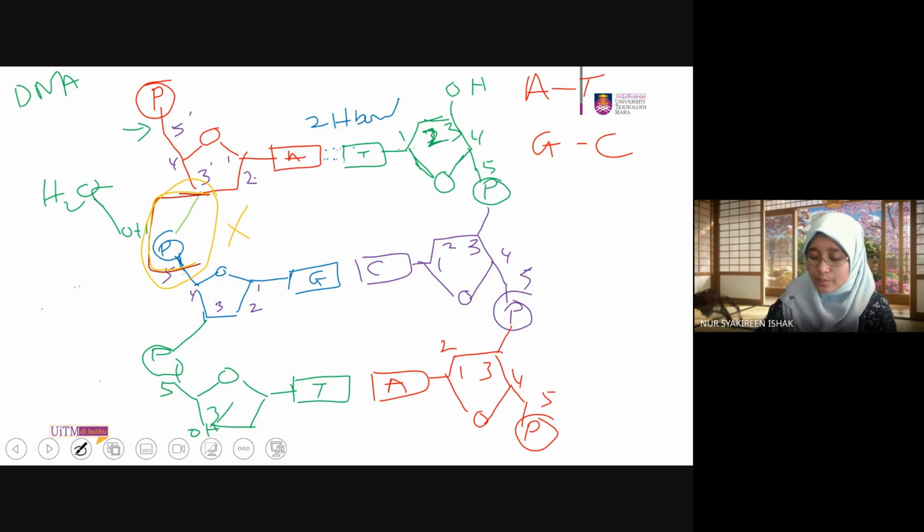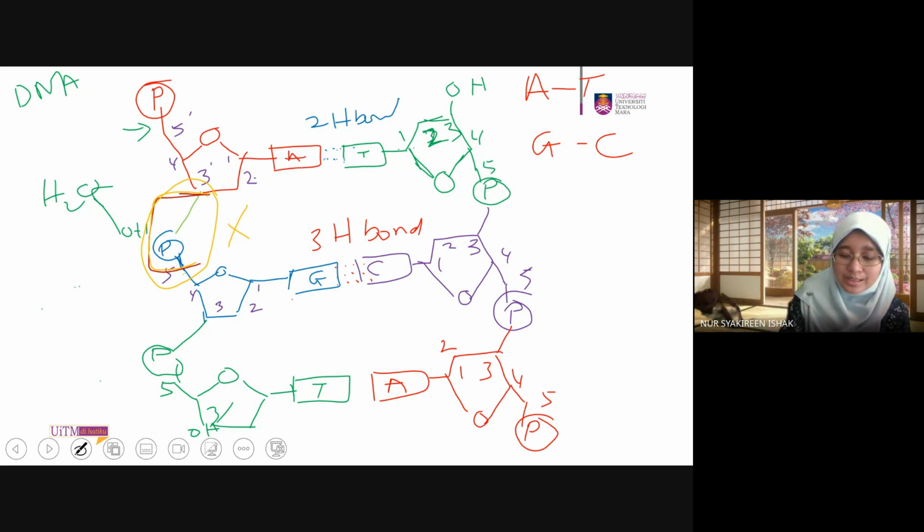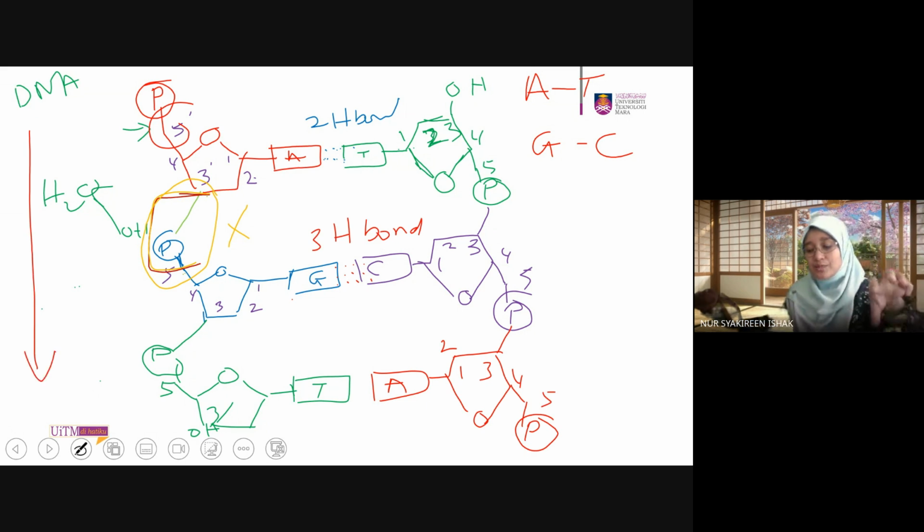Between guanine and cytosine, the attraction between the two bases is through the formation of 3 hydrogen bonds. One, two, three. There are 3 hydrogen bonds between guanine and cytosine. Thymine and adenine, again 2 hydrogen bonds. So that's why in DNA the direction of the strand is 5 to 3. The direction is 5 to 3.